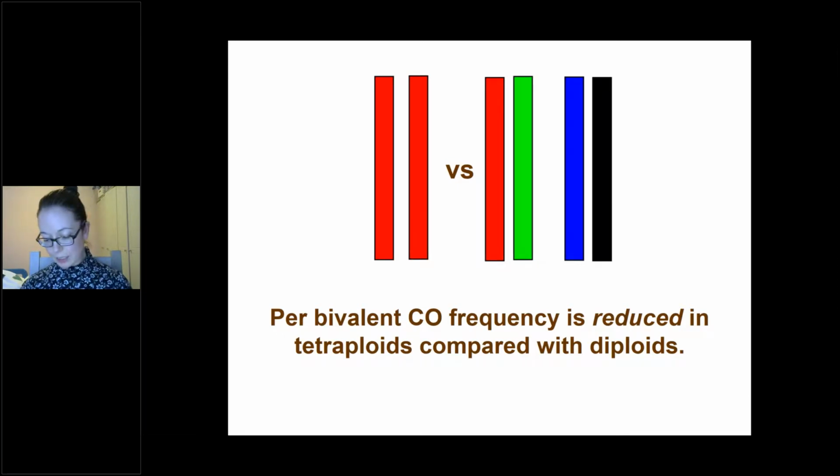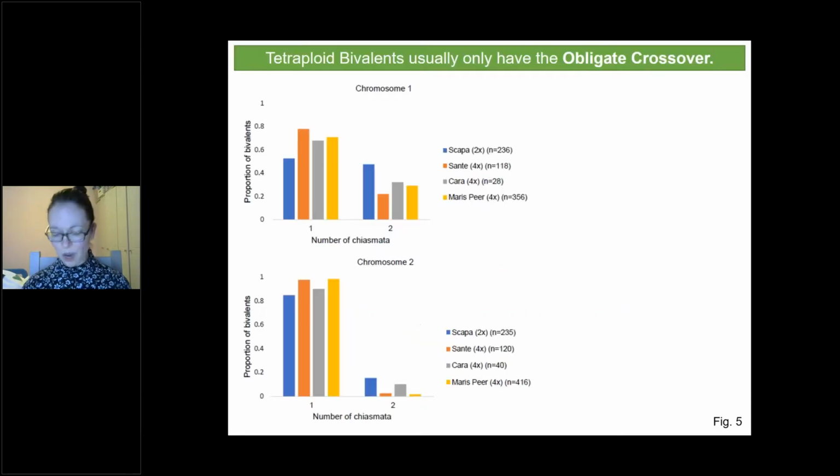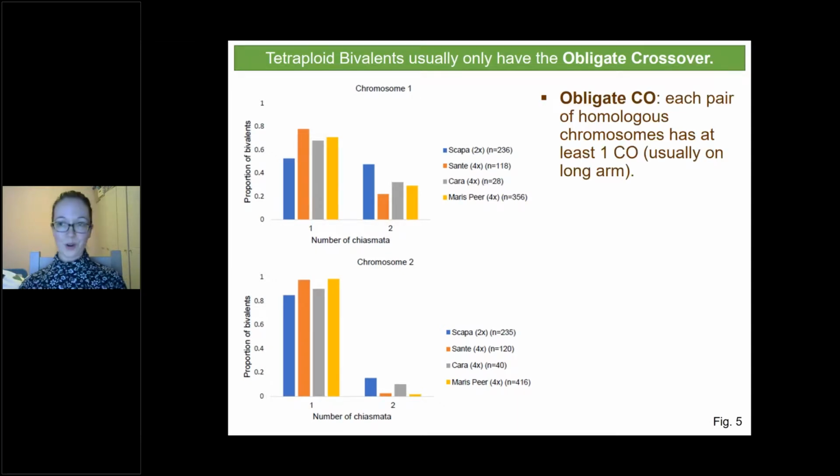And then we looked into a little bit more detail as to what's actually going on here to explain this, because every bivalent is going to have an obligate crossover so that there is correct segregation of the homologous chromosomes. And this normally happens on the long arm rather than the short arm. So what we've done here is to plot chromosome 1 at the top, chromosome 2 at the bottom. For each bivalent, do we see 1 or 2 chiasmata or crossovers? So we can see here the proportion of bivalents with either 1 or 2 crossovers.